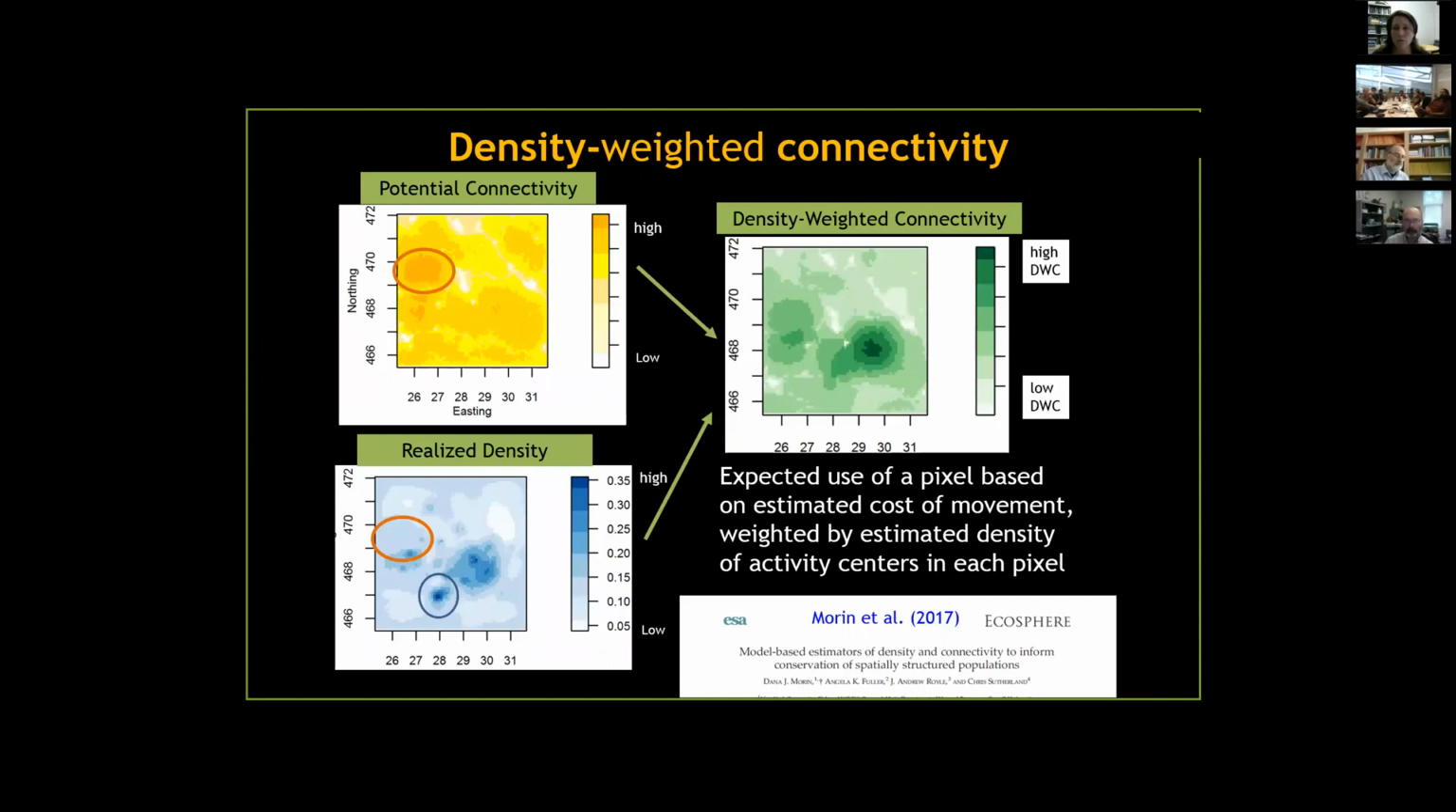And so we can do this with the parameter for resistance, the alpha 2 parameter that we're estimating with the ecological distance component of the model. So to do this, we multiply the potential connectivity by the estimated pixel location population size. So we multiply this potential connectivity by this realized density to come up with this density-weighted connectivity. So this density-weighted connectivity is the expected use of a pixel based on the estimated cost of movement weighted by the estimated density of activity centers in each of the pixels.